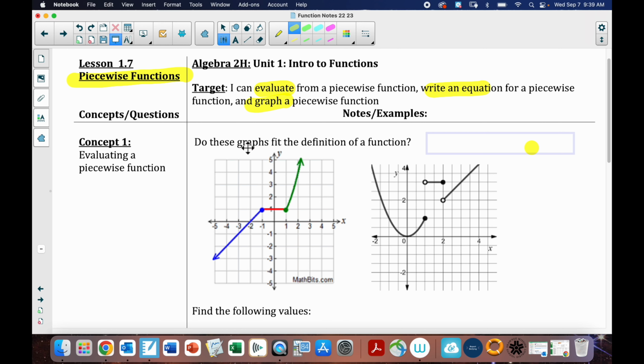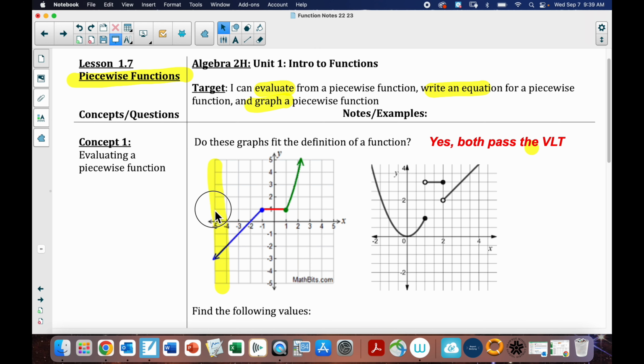Before we even talk about that, do they fit the definition of a function? If you look at these two functions, are they functions? What do you think? They are both functions because they both pass the vertical line test. Remember, if I took a vertical line and passed it along, it would only hit the graph in one spot anywhere I go. So this one passes the vertical line test, and if I come over here, it also passes the vertical line test. And we've talked about before how these two are kind of overlapping, but the one that has a solid dot is there, and if it has an open dot, it's not actually there. So this also still does pass the vertical line test. So yes, both of these are functions.